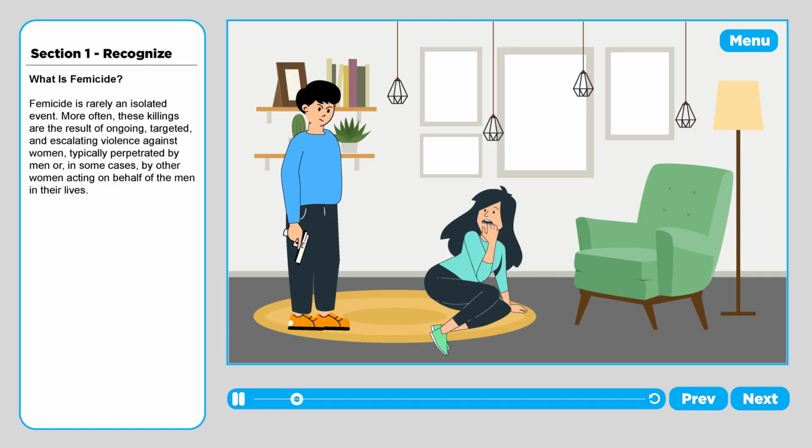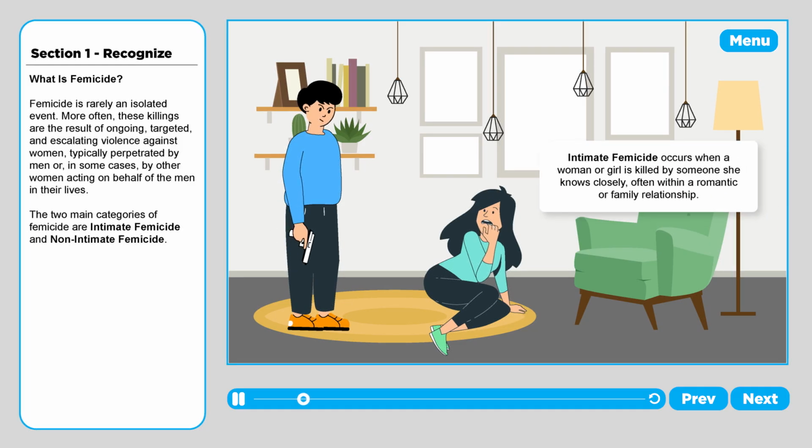What is femicide? Femicide is rarely an isolated event. More often, these killings are the result of ongoing, targeted, and escalating violence against women, typically perpetrated by men or, in some cases, by other women acting on behalf of the men in their lives. The 2 main categories of femicide are intimate femicide and non-intimate femicide.